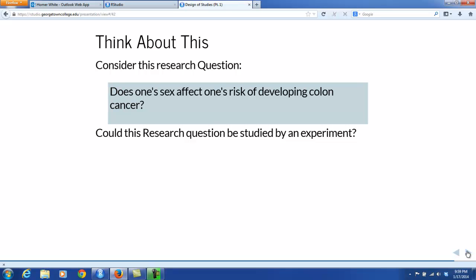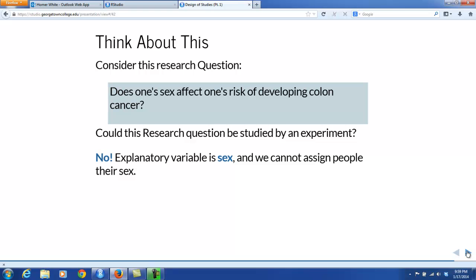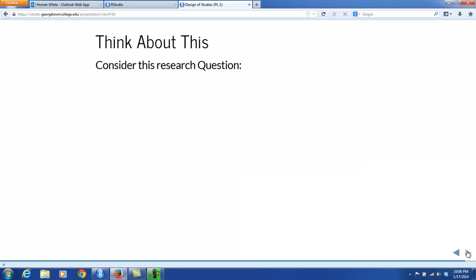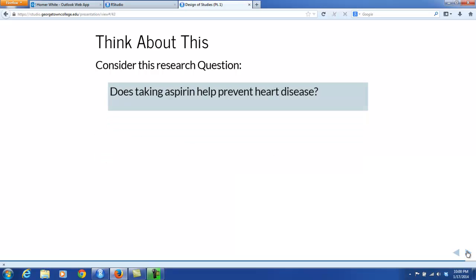People come with the sex that they have. So this time, we can't assign people their sex. So we can't study this question through experiments. We would have to be content with doing observational studies. Now consider this research question. Does taking aspirin help prevent heart disease? Could this research question be studied by an experiment?